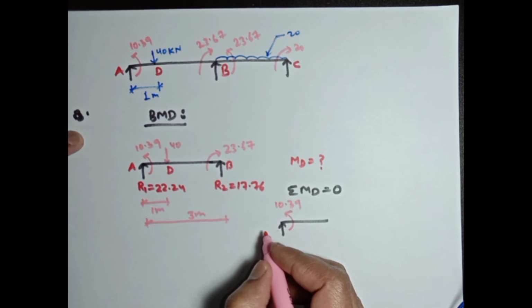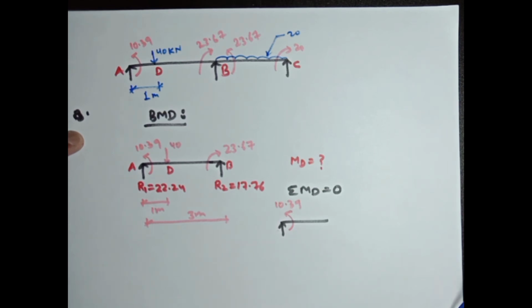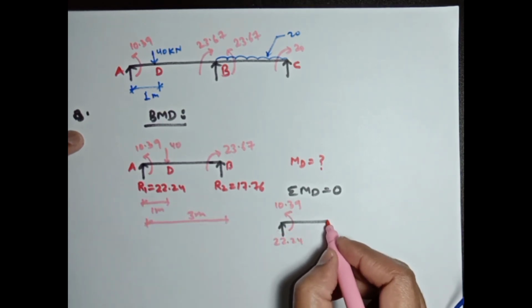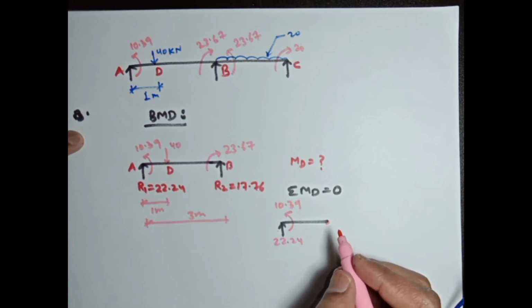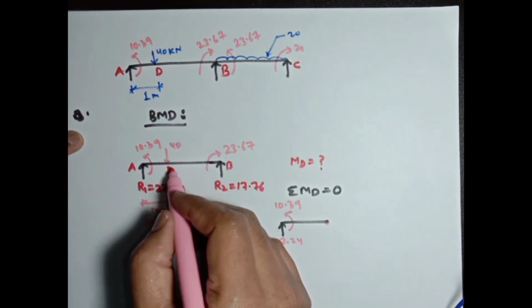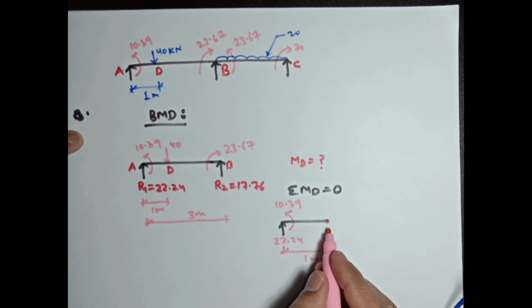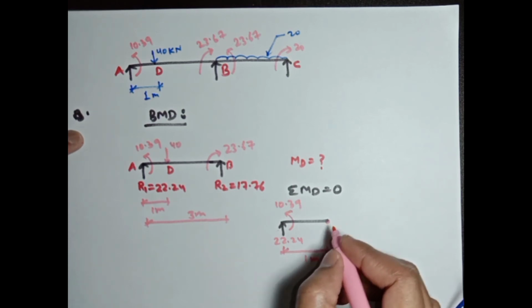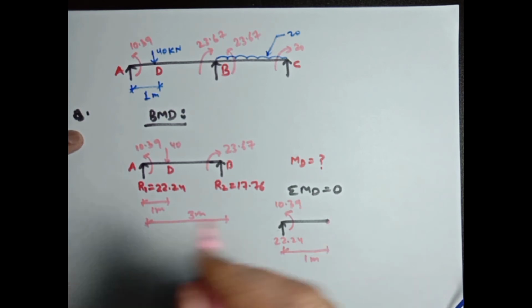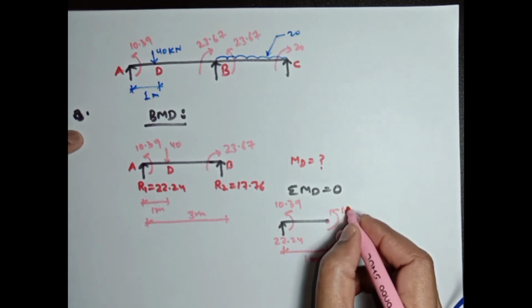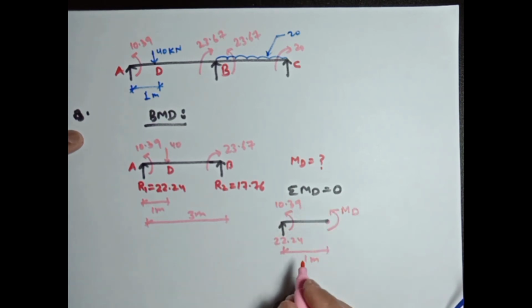It will be a moment value of 10.39. The reactive force here, R1, value is 22.24, and we are going to find moment here. This is very easy, because the joint load and point load are acting at the same point, so it will not create any moment here. So it's a length of 1 meter. Therefore, suppose we are taking this moment MD. Okay, so total moment will be what?